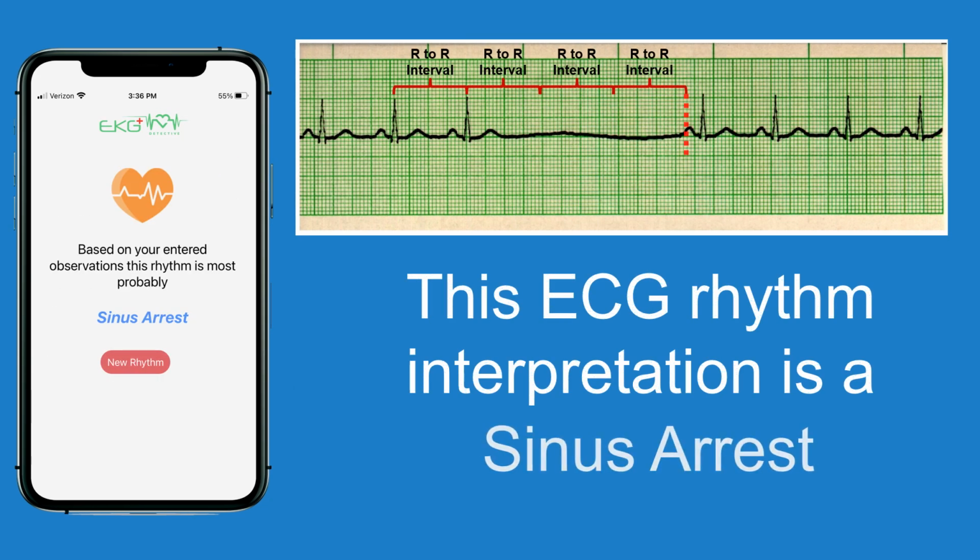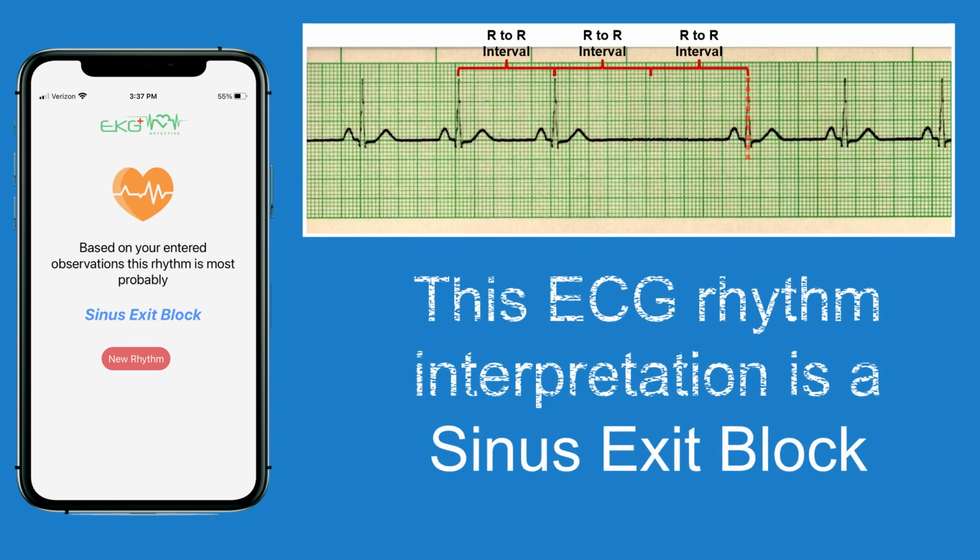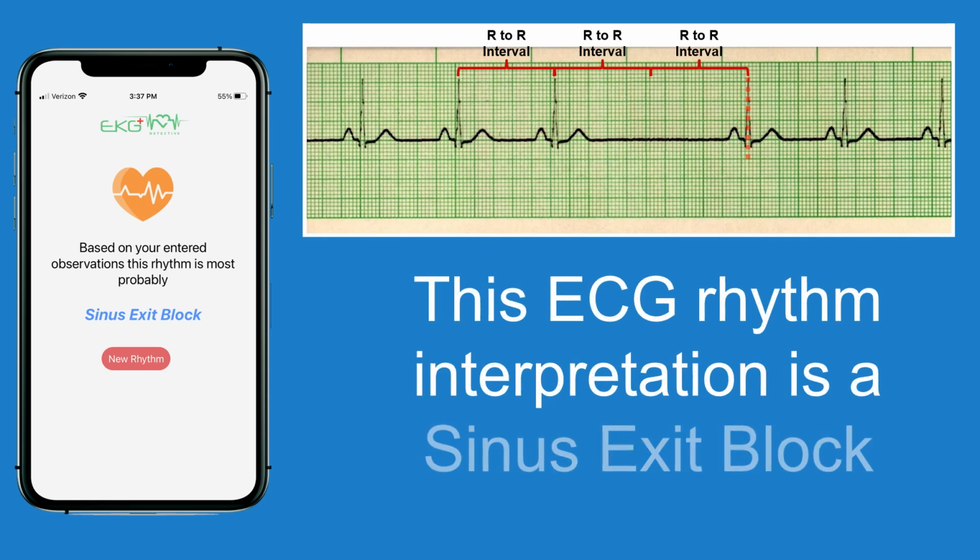So to summarize, the difference between a sinus arrest and a sinus exit block is the duration of the pause. When you're looking at a sinus arrest and marching across the pause, when the rhythm resumes, the R to R intervals will not match up. Whereas when you're looking at a sinus exit block and you're marching across the pause, when the rhythm resumes, it will match up with the R to R.